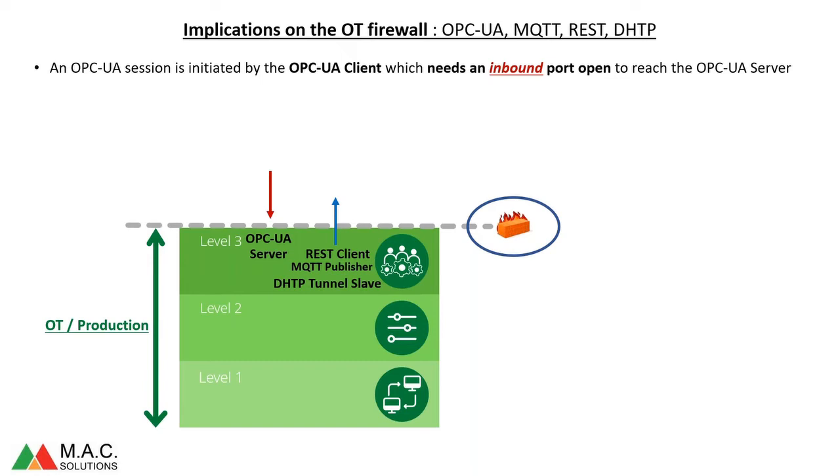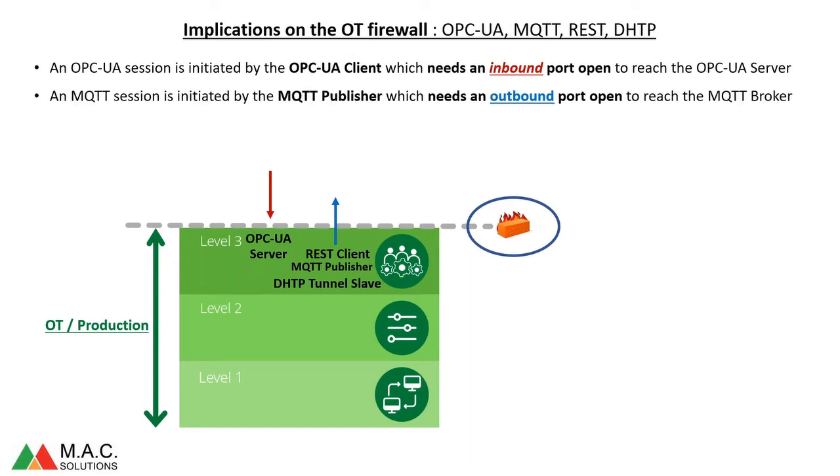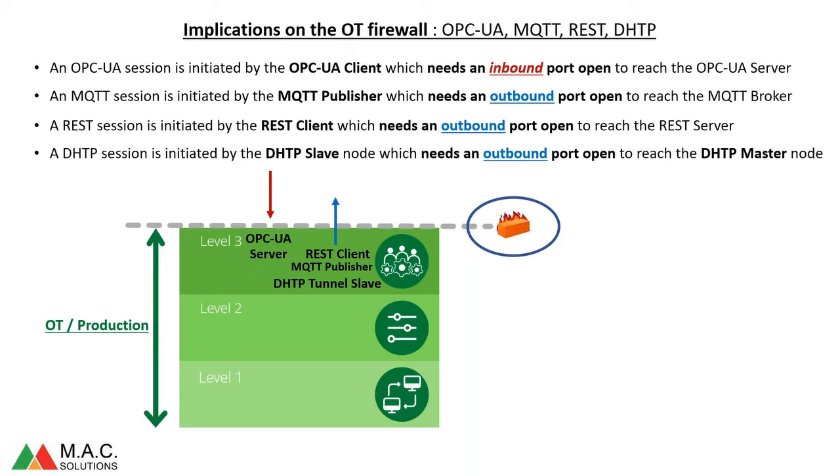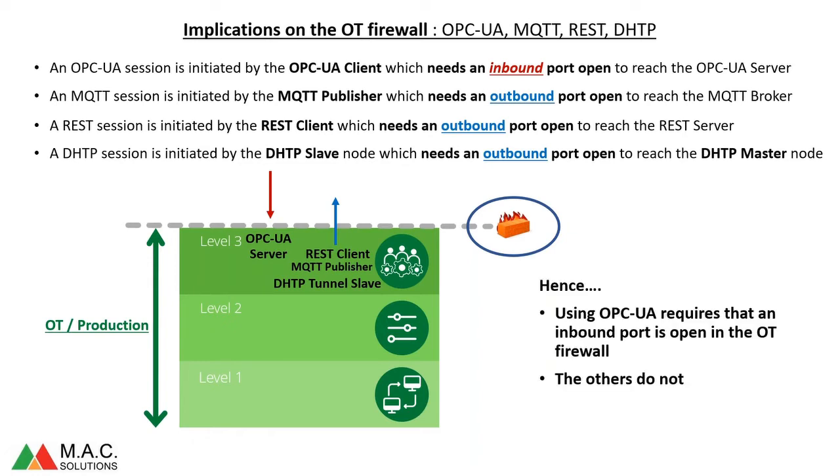So the OPC client is trying to get in through an inbound port, which we looked at earlier, ideally should be kept closed. If we look at MQTT and REST, those are both initiating from the REST client up or the MQTT publisher up. So from the perspective of the OT firewall, these are outbound ports, so that's perfectly fine. The Data Hub Tunneling Protocol, if you install a slave on the level 3 OT network here, again, it's making an outbound port. So that's acceptable in terms of the firewall.